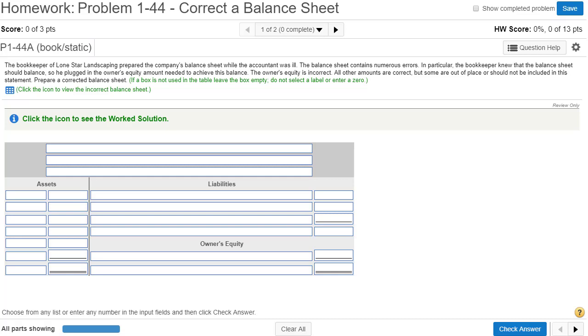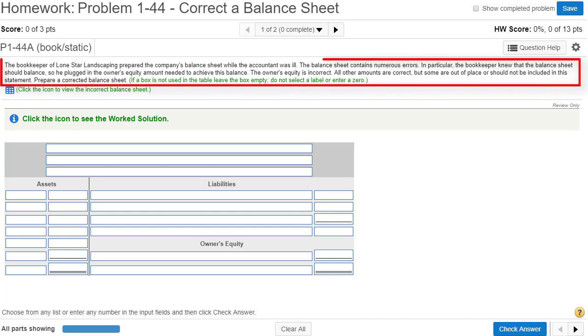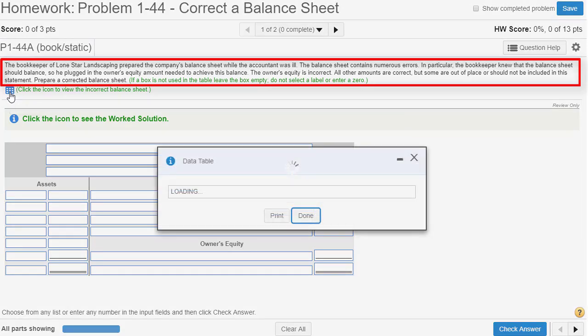1-44, we're going to correct a balance sheet. So the bookkeeper of Lone Star Landscaping prepared the company's balance sheet while the accountant was ill. The balance sheet contains numerous errors. And here's the balance sheet.